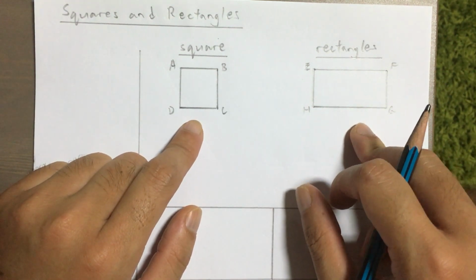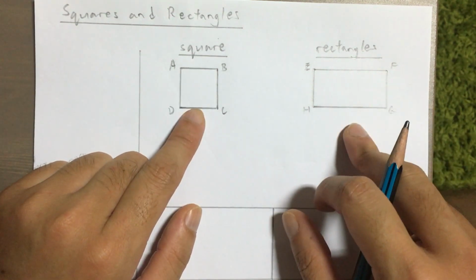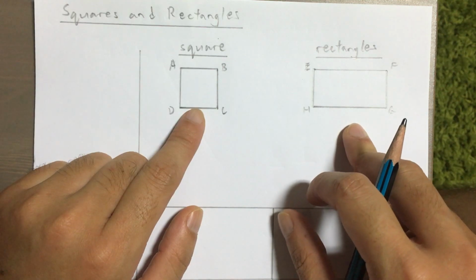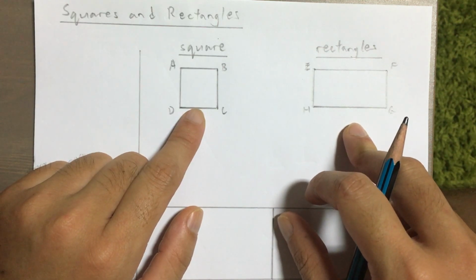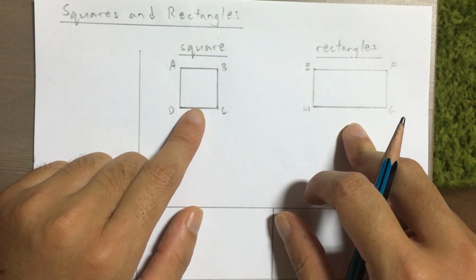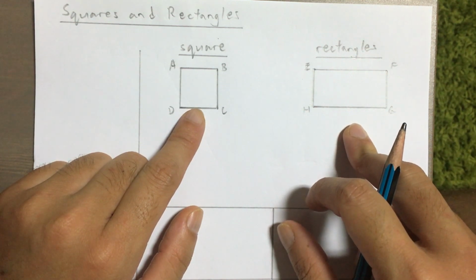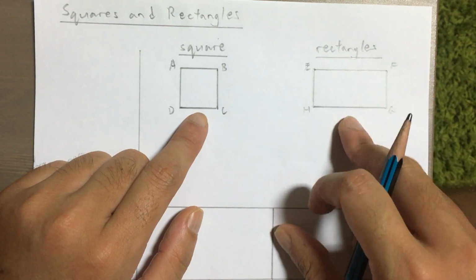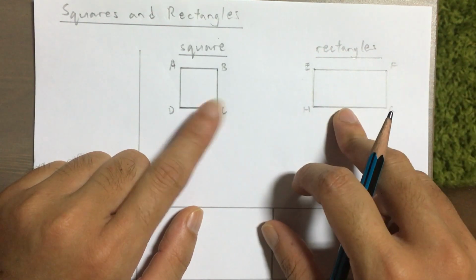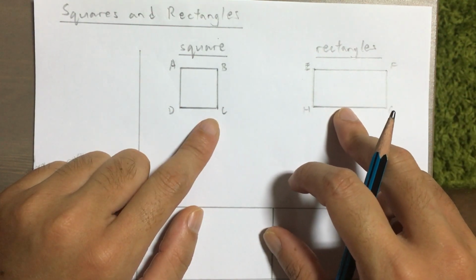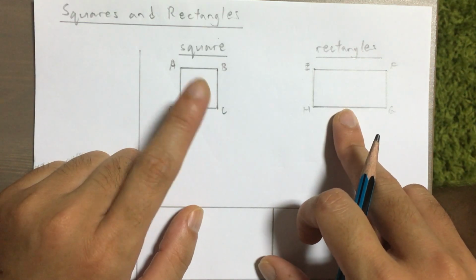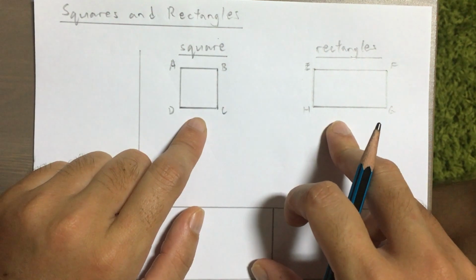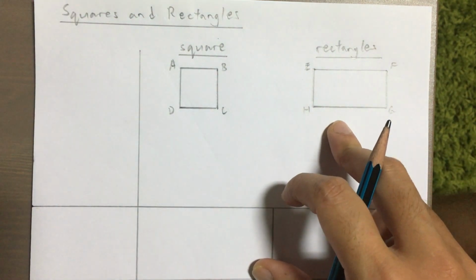There are properties of squares and properties of rectangles that we need to know so that we can differentiate and separate them. Most of these properties or characteristics are the same. Some of the features of a square are the same as those of a rectangle. But there is one major difference that makes a square different from a rectangle, and a rectangle different from a square. And this is what we're going to see. So let's look at the features first.